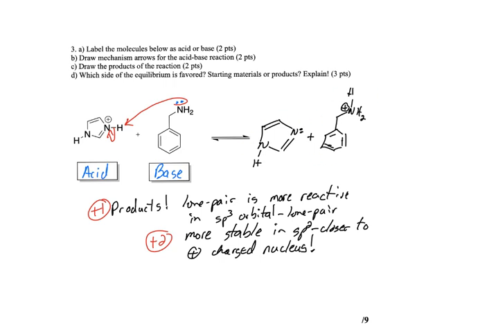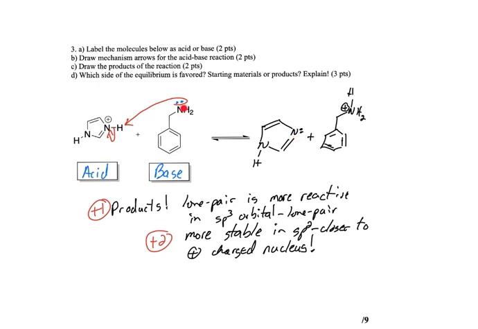And then the question is, which side of the equilibrium is favored? Starting materials or products, and explain. So the side that's actually favored is the products. And there's a couple ways you can think about it. This lone pair is closer to the nucleus. It's an sp2 hybrid orbital, which makes it closer to the positively charged nucleus, which makes it more stable.